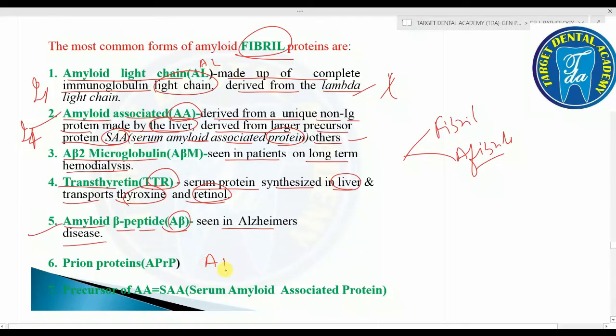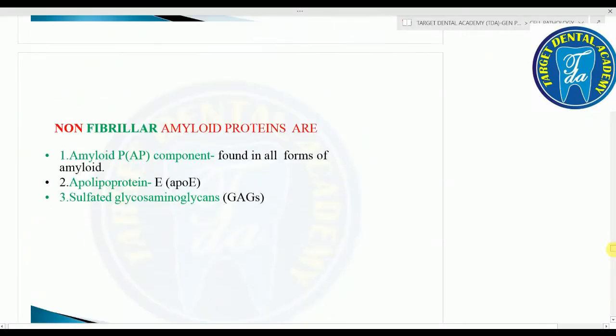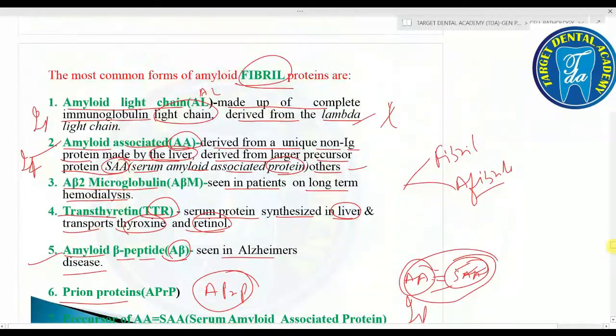While APrP means the prion proteins. The precursor of AA, which means amyloid associated, is the SAA, which means serum amyloid associated protein. So the precursor of AA is equal to the SAA. Important. So these all are the fibril proteins.